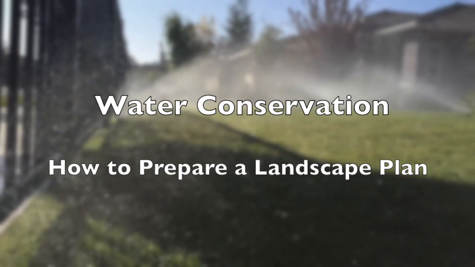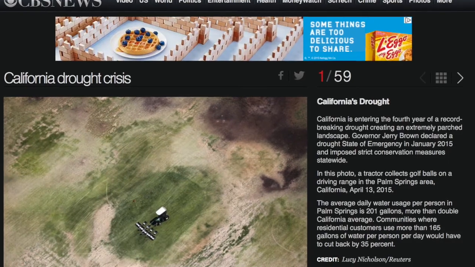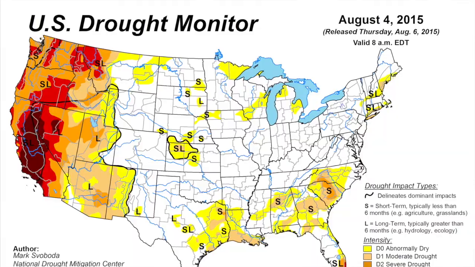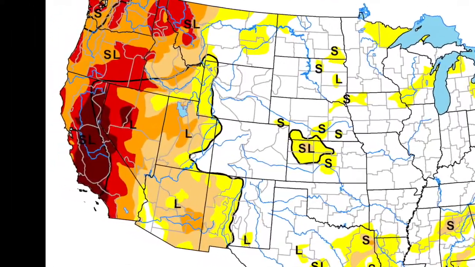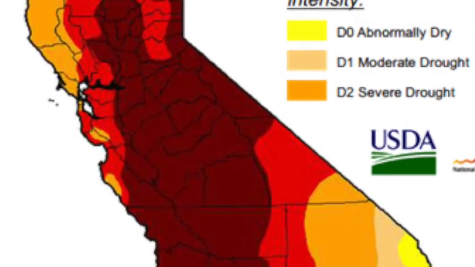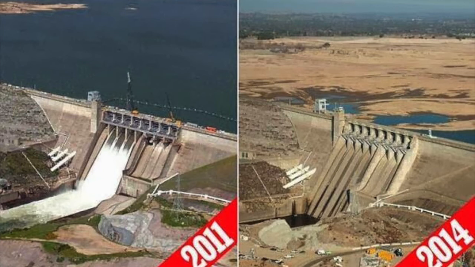Preparing a landscape plan. Talks of water shortages have plagued the news for some time now. The effects of the current drought are especially eminent on the West Coast, and when looking at each state individually, no one has been hit harder by the lack of fresh water than the California residents.